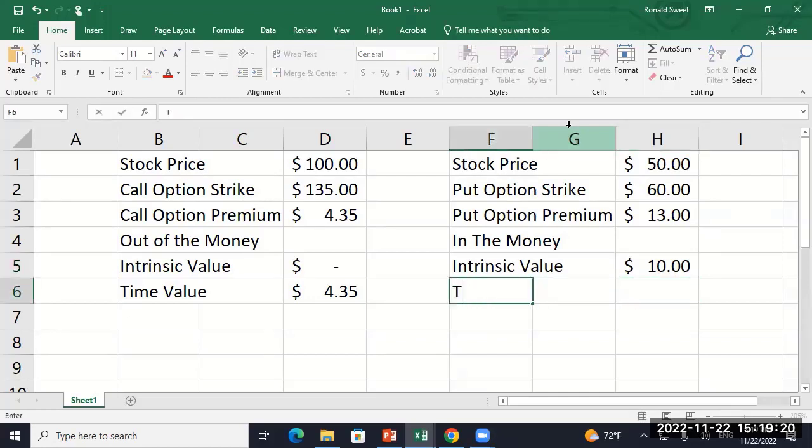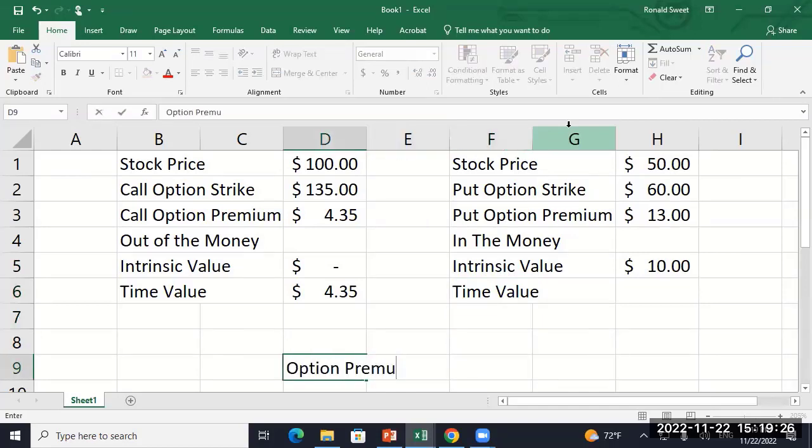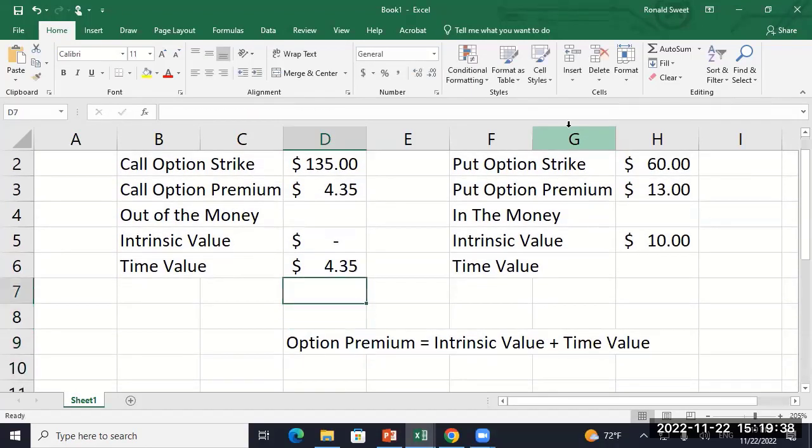So what's the time value then? Remember, the option premium equals the intrinsic value plus the time value. So what's the time value? $3. On the exam, you're going to have to tell me what the time value is. I'm not going to give you the intrinsic value because you're going to calculate that as part of the problem. So that $3 is going to decline to zero over time, but that's the starting time value of the option.